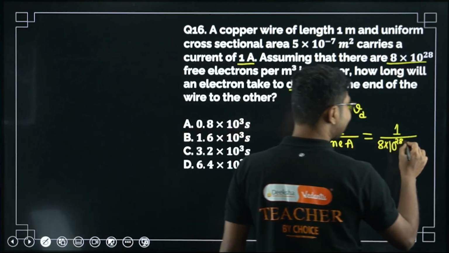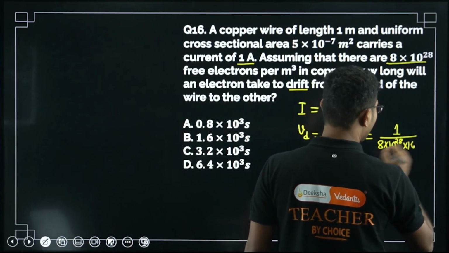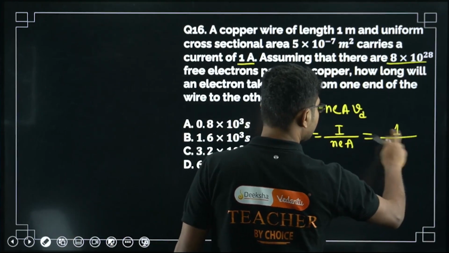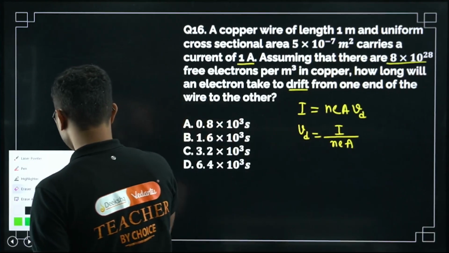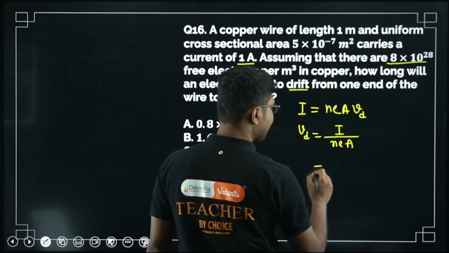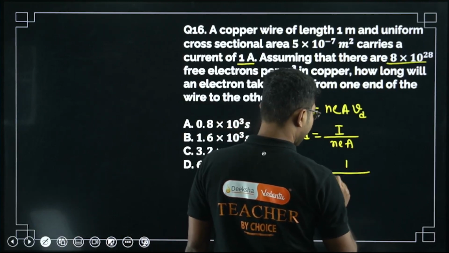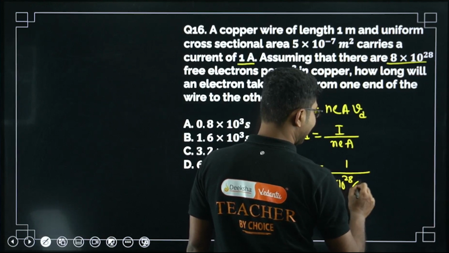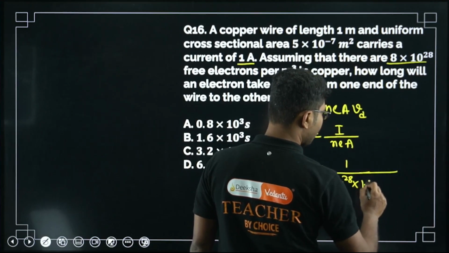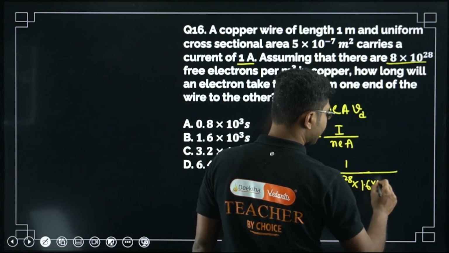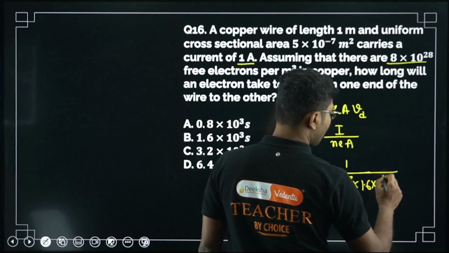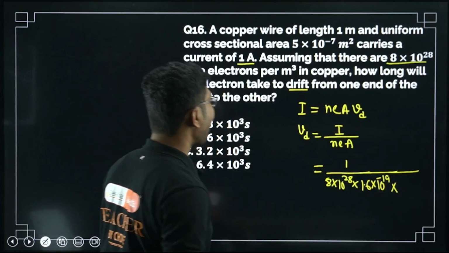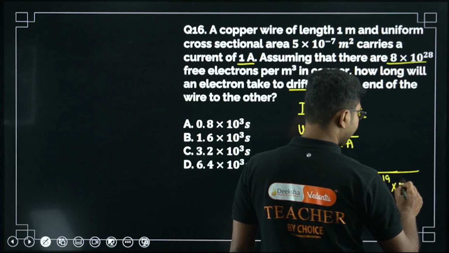Now what is E? E is the charge of an electron. This place is slightly cramped, let me move on to the next line, that will help. So current I is 1, N is 8 times 10 to the power of 28, and E is the charge of an electron. Charge of an electron means 1.6 times 10 to the power of minus 19. And what is A? Area is given, 5 times 10 to the power of minus 7.